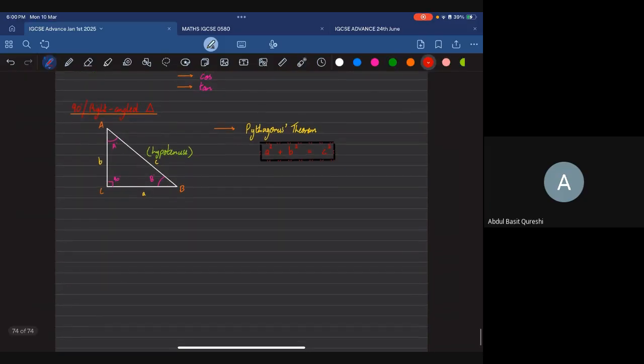Now let's look into trigonometric ratios. One thing that you guys need to understand is that trigonometric ratios are relative to the angle that you're using. They are relative to the angle that you're using.